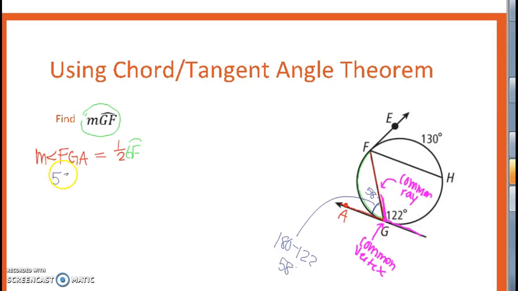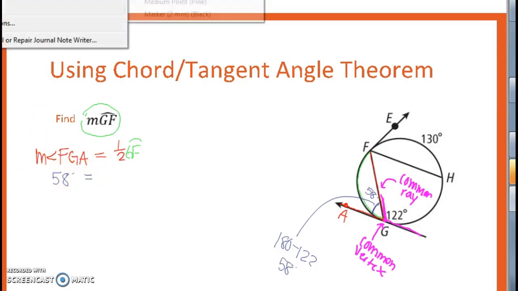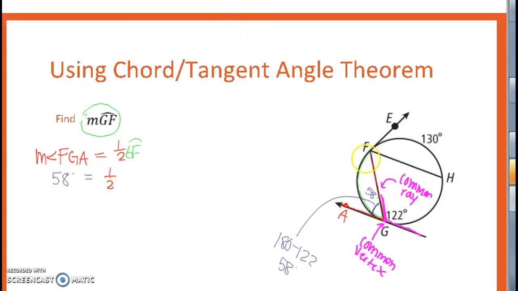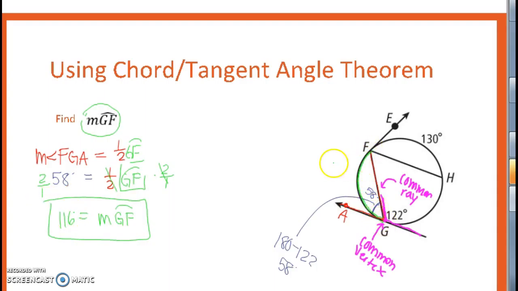And so now I have 58 degrees is equal to 1/2 the measure of arc GF. And so to get this arc by itself, I need to multiply by the reciprocal of 1/2. So I'm going to multiply by 2/1 on both sides. And so 58 times 2, or times 2 over 1, gives us 116. And these cancel, so 116 is the measure of arc G to F. And so that's this green arc out here.